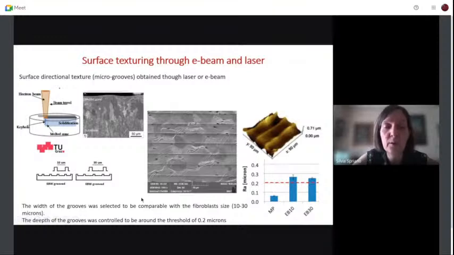We selected to have microgrooves which are 10 or 30 microns wide. This is because this is almost the size of fibroblasts. And we were able to get a roughness that is around the threshold of 0.2 microns we just explained before.